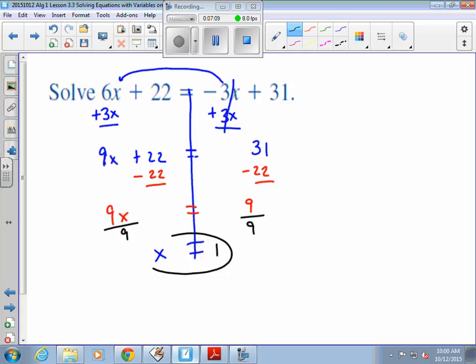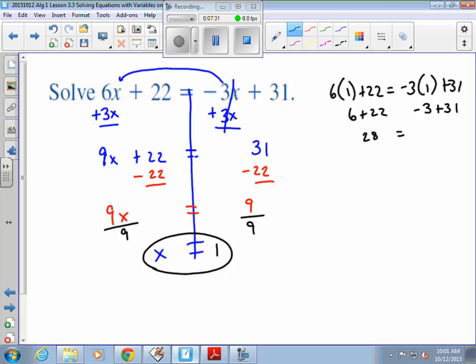x is 1. Check and make sure it's correct. 6 times 1, just subbing it in place of x, plus 22 equals negative 3 times 1 plus 31. 6 times 1 is 6 plus 22 is 28. And negative 3 times 1 is negative 3 plus 31. Opposite sign, subtract them, is 28. Notice we have a true statement there. 28 is equal to 28. Therefore, x is 1.